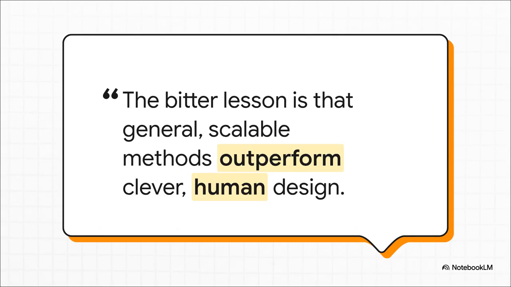This all points to something AI pioneer Richard Sutton calls the bitter lesson. And the lesson is this: simple, general methods that can just leverage massive amounts of computation almost always win out over more complex, handcrafted, human-designed systems. And it's bitter because it kind of suggests that brute force scale is often more powerful than our own cleverness.